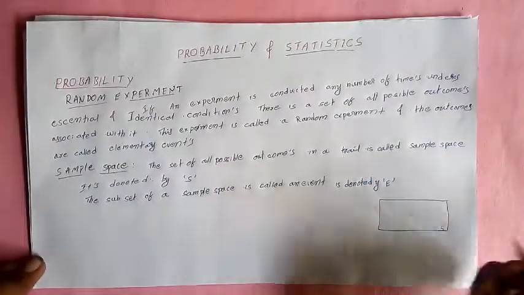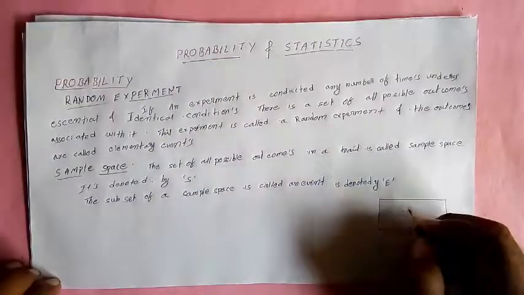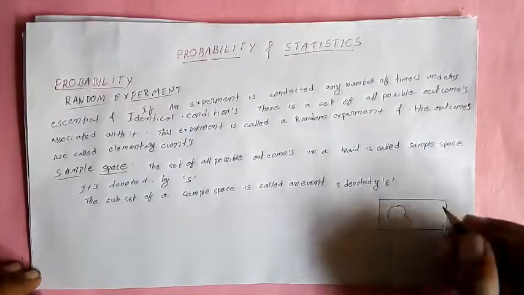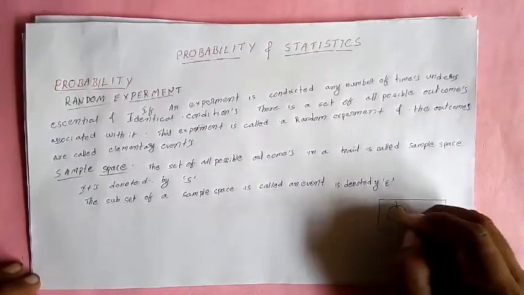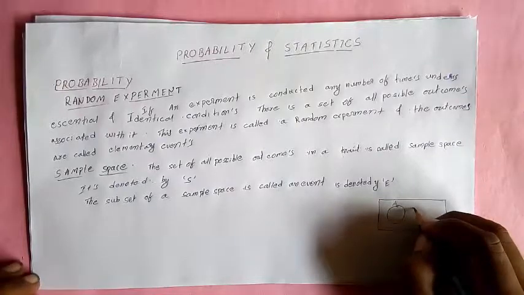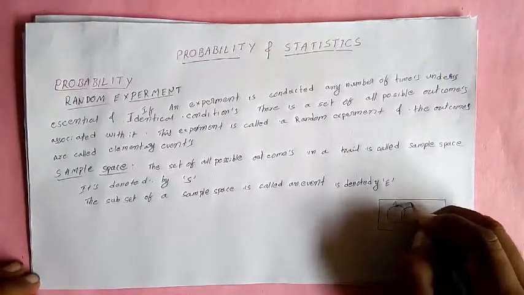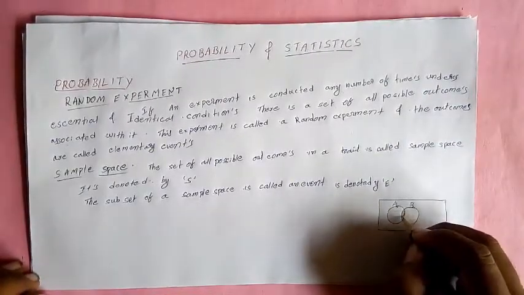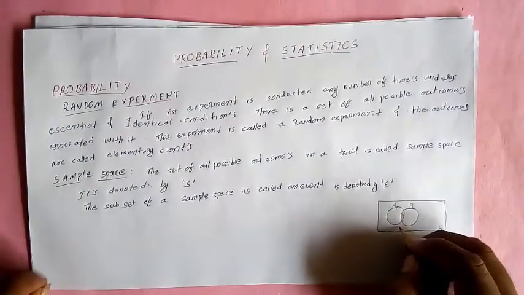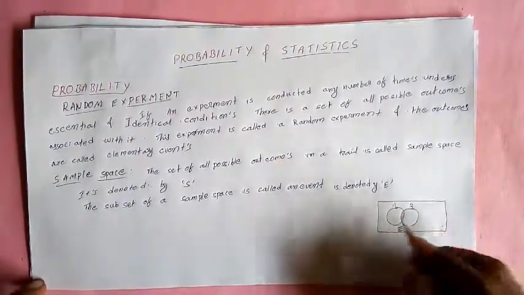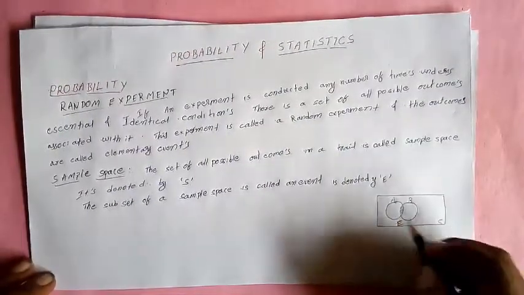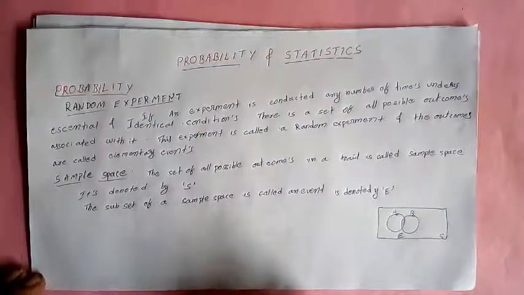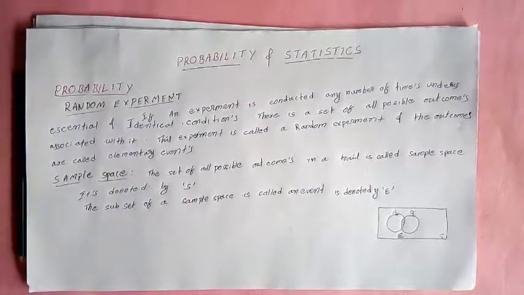So assume that the sample space consists of one trial, but its possible outcomes are two, that is A and B. The portion where A and B intersect is known as E. It is a subset of A and B. So in this sample space, A and B are the possible outcomes, and E is the subset of A and B.